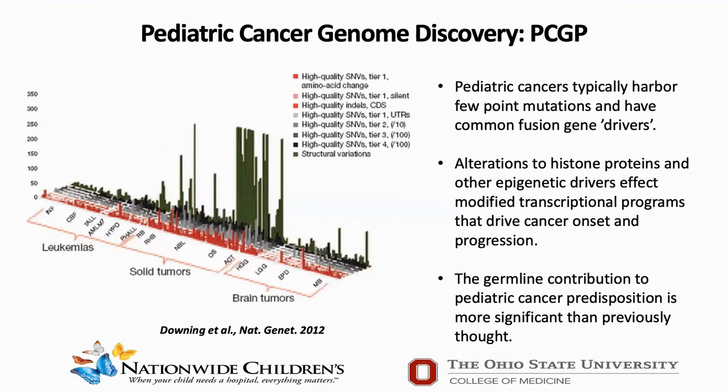And then lastly, the other finding from this large-scale study is that the pediatric cancer predisposition, namely germline susceptibility, has a much higher component in pediatric cancer than previously thought. So I'll talk about all of these aspects as we go along.